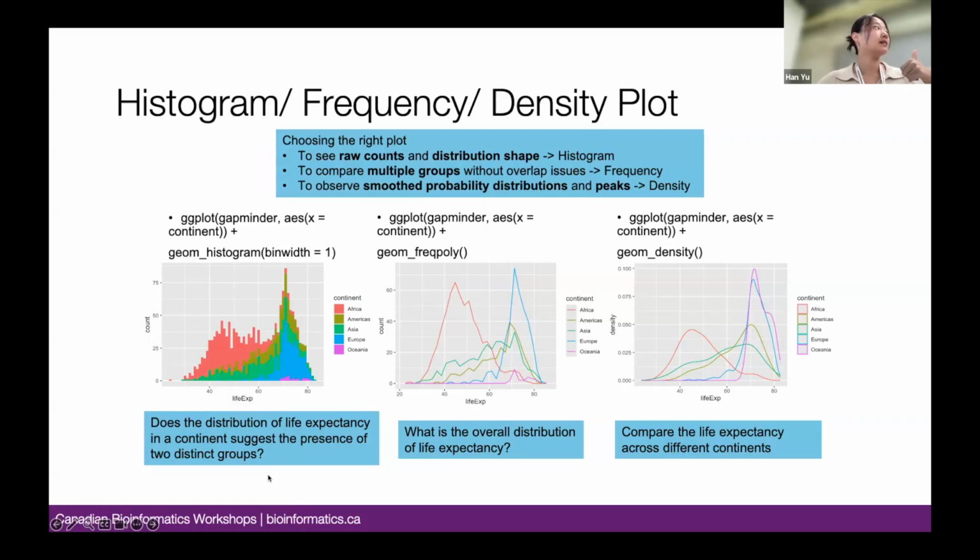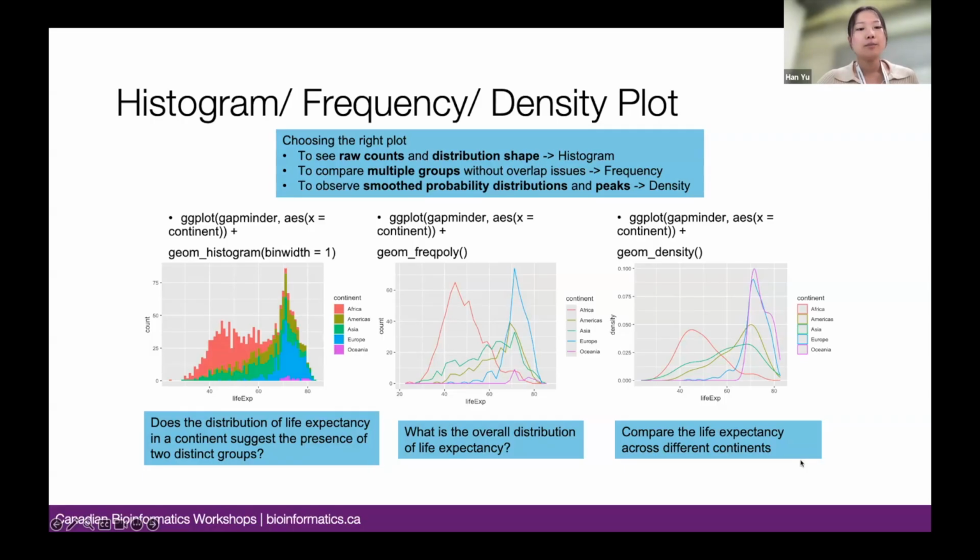Everyone get it? So the second research question asks, what is the overall distribution of the life expectancy? So this one, we investigate the overall distribution. So we should use the histogram because the histogram is used to show the overall distribution of the whole data set. So we can match this research question to the histogram plot.